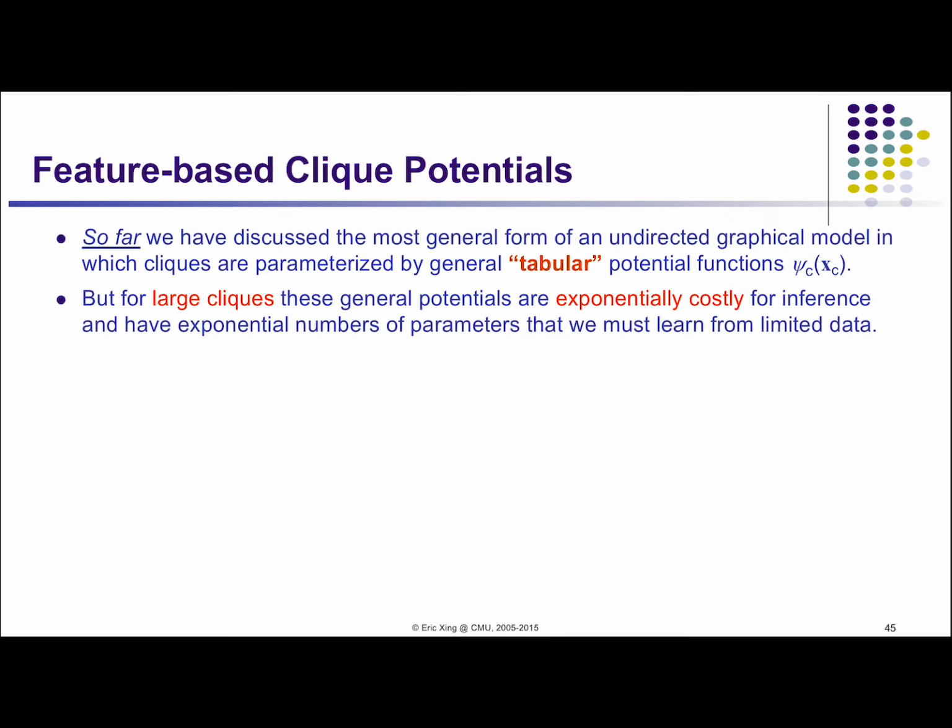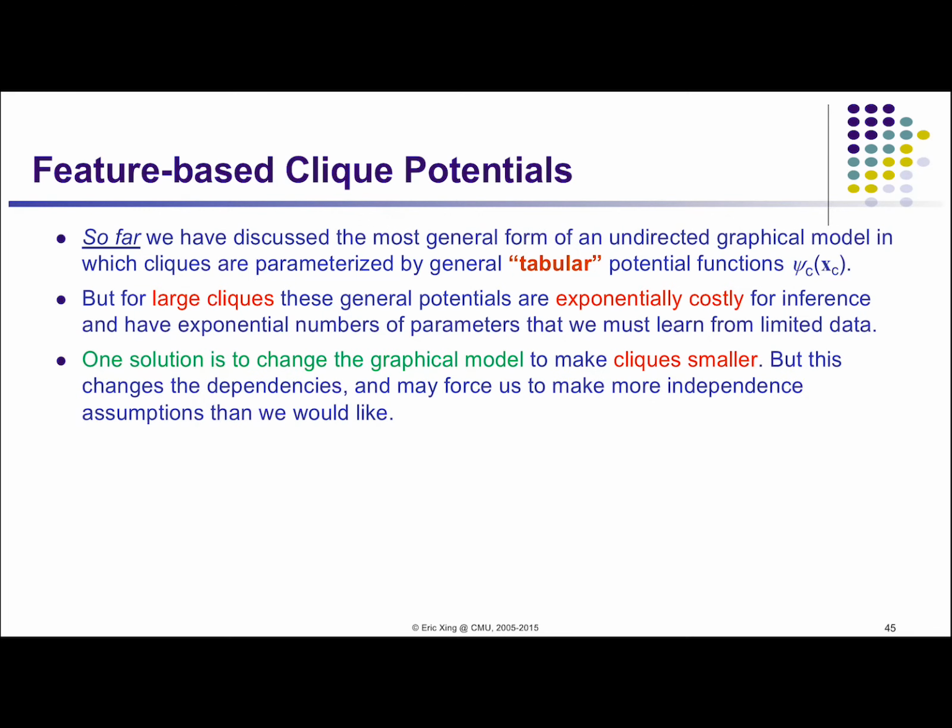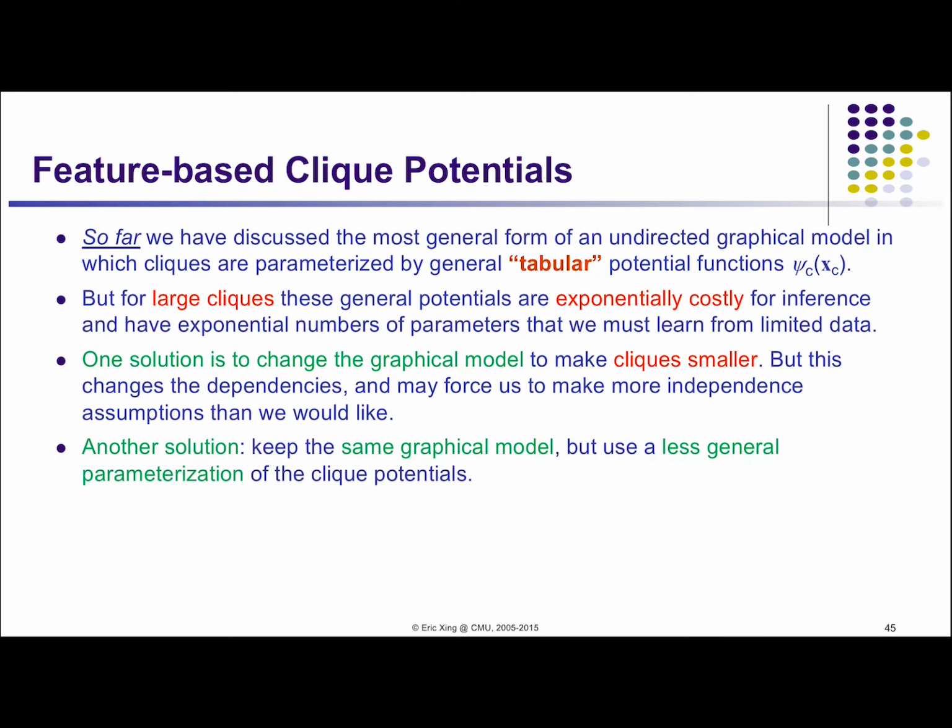If you cannot handle this many parameters, either you have to cut some edges in your graph and make your graph artificially simple to get rid of the gigantic cliques, or you can do something else. You can keep the parameters the same but make the cliques smaller. Another solution would be using fewer parameters.